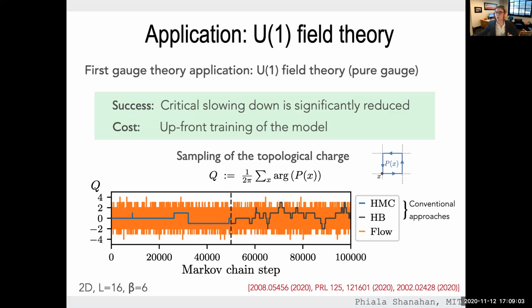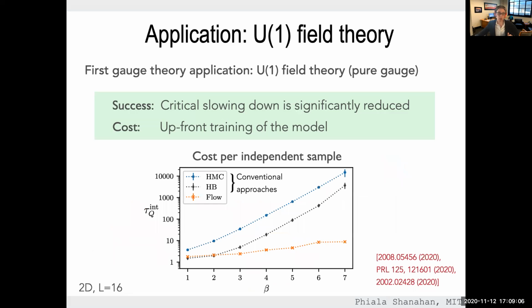So we can turn this into a measure of cost. Here's the integrated autocorrelation time, which you can think of as a measure of the cost per independent sample in the sampling phase of this algorithm. And here on the horizontal axis, we have beta, so you can think of this as moving along a critical line. You can see that HMC and heat bath, on a log axis, become exponentially more expensive as you get to larger beta. And the flow algorithm here is reasonably constant. It does increase at larger beta, and that's due to it getting harder to train, but you still have several orders of magnitude more efficient sampling.